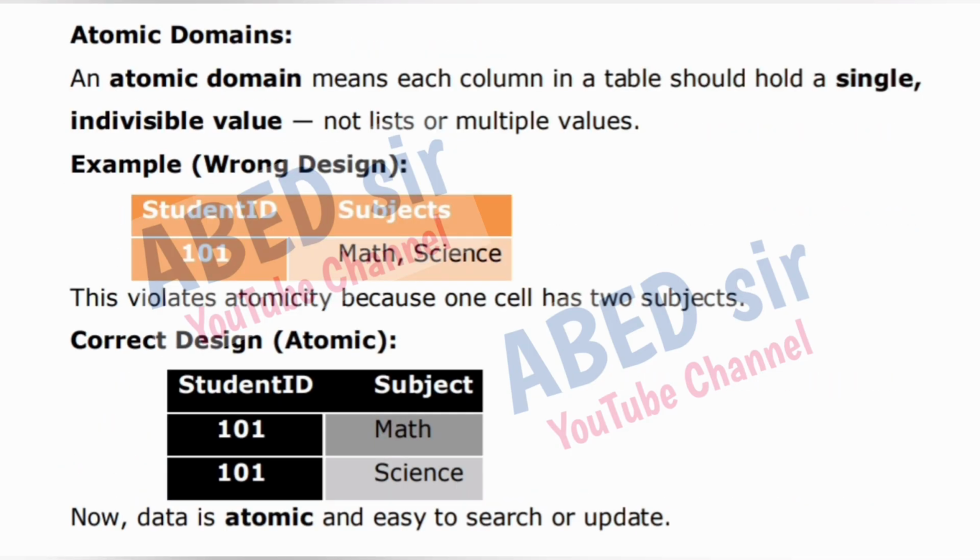Atomic domains. An atomic domain means each column in a table should hold a single, indivisible value, not lists or multiple values. Example: wrong design. Student ID, subjects. 101, Math, Science. This violates atomicity because one cell has two subjects. Correct design, atomic. Student ID, subject. 101 Math. 101 Science. Now, data is atomic and easy to search or update.